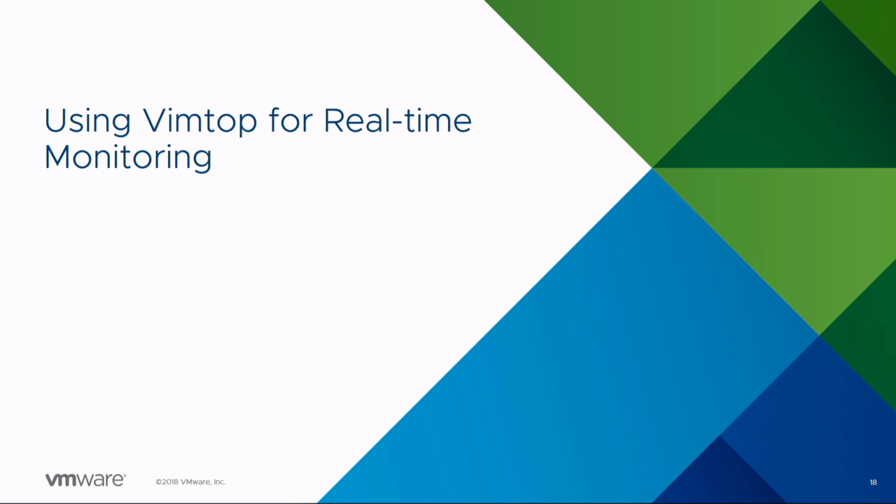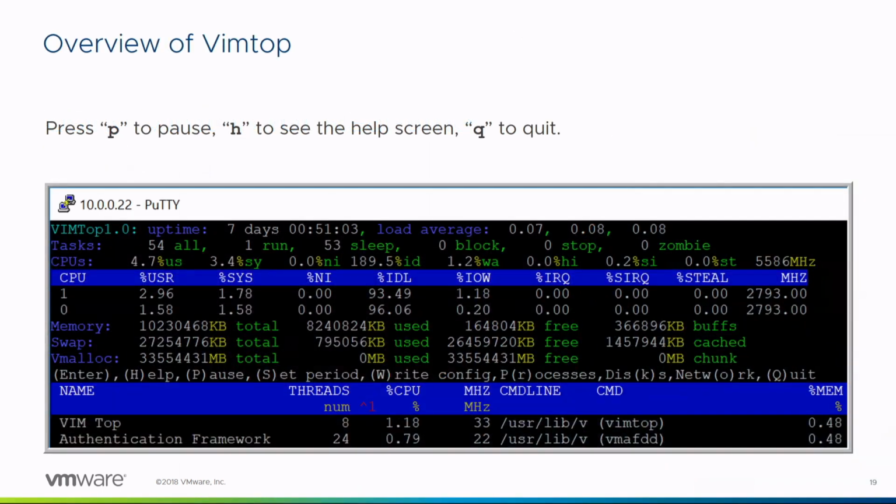Let's talk about using Vimtop to monitor your system in real time. You log in, and it updates all these counters every 3 seconds. That might be a little too fast for you to actually get the information that you want, so you can hit the P key to pause it. You can hit the H key to display a little help menu, and to get out of it, you hit Q. I use SSH to do it.